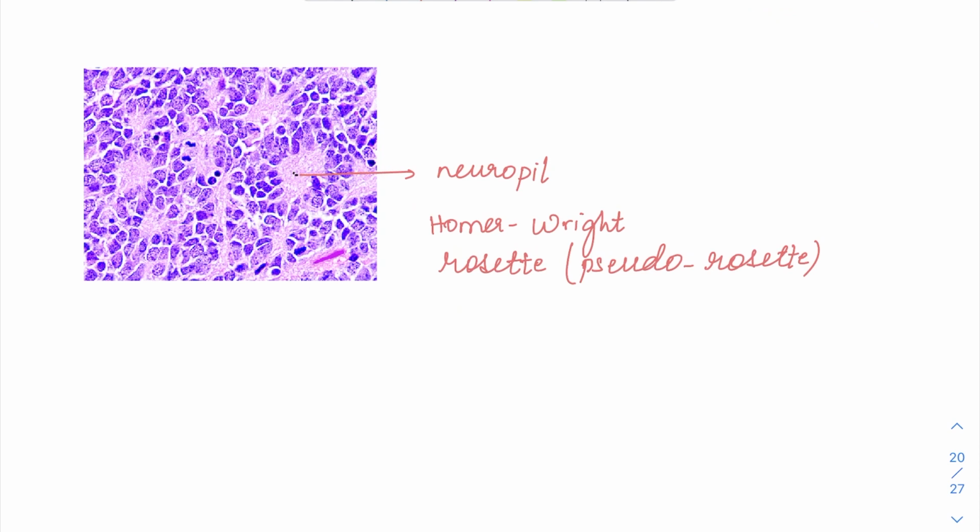And there is going to be a special feature in medulloblastoma called Homer-Wright rosettes. Homer-Wright rosettes are nothing but cells arranged around central material. So there is some material and cells are arranged around it, like a flower. So it is called a rosette. In these Homer-Wright rosettes, the central material is nothing but neuropil. So this neuropil is present.